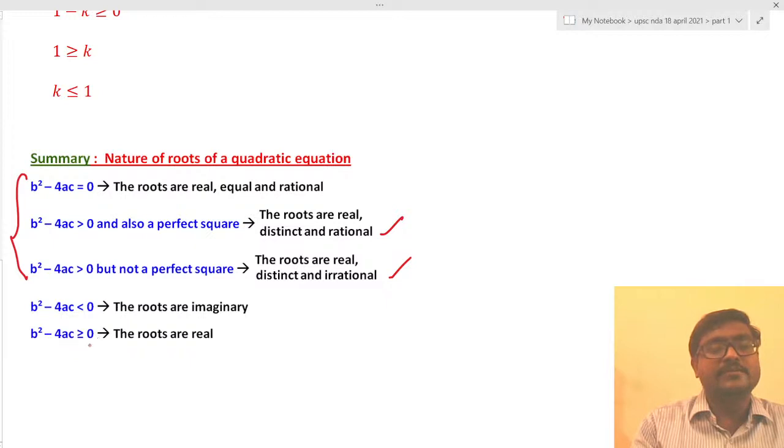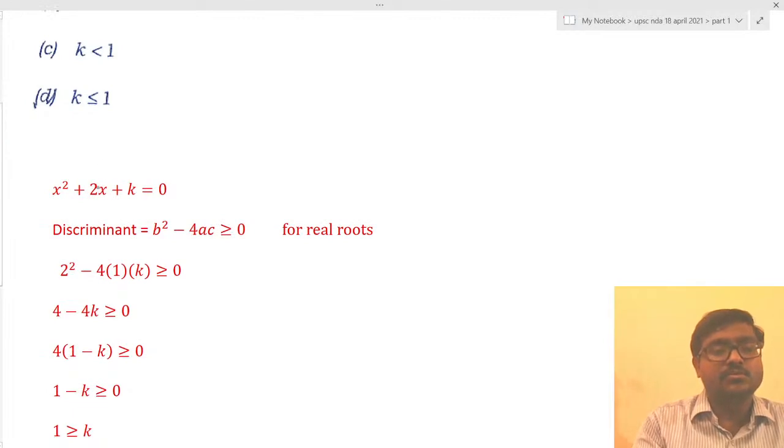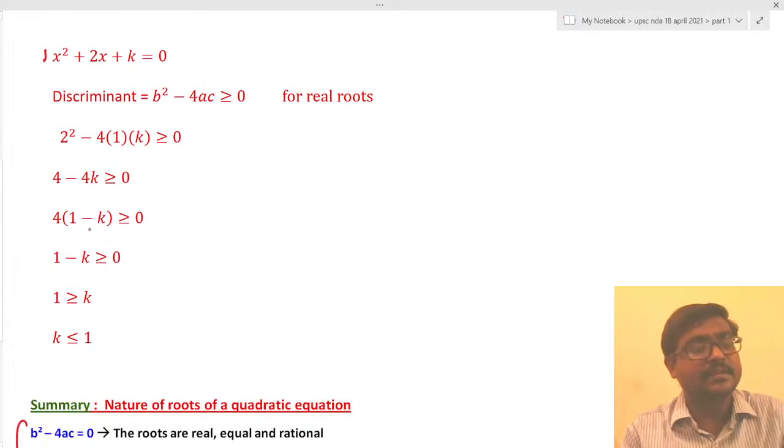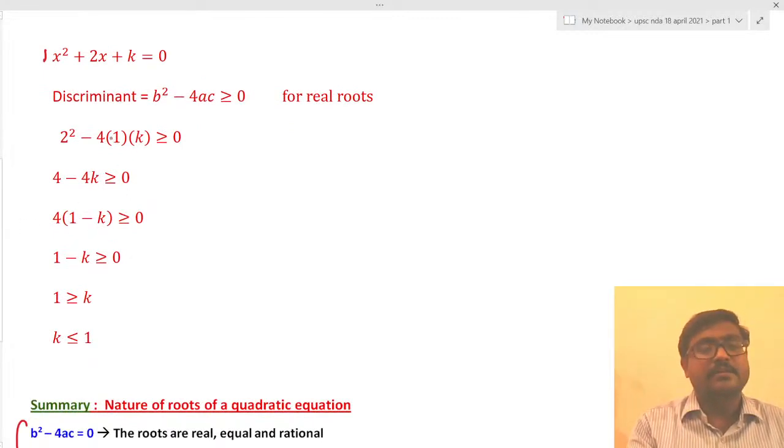So when b square minus 4ac is greater than or equal to 0, real roots. When it is less than 0, it becomes imaginary roots. You know that. So here b is 2. So b square, 2 square, minus 4ac, here a is 1, 1 into k, greater than or equal to 0. Then only we will get the real roots. So this gives 4 minus 4k greater than or equal to 0. When I take 4 common, it becomes 1 minus k greater than or equal to 0.